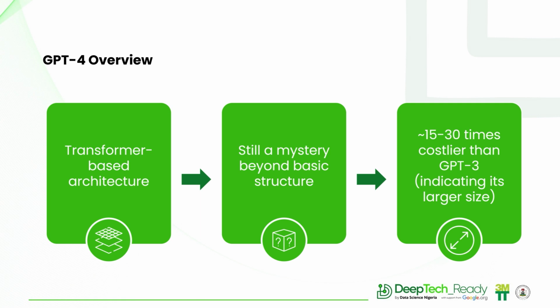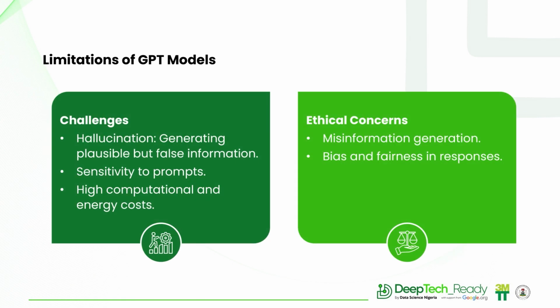Before we end, let's look at some limitations of generative pre-trained transformers. Number one is hallucination. GPT models can generate plausible sounding information that is false or fabricated. There is also this sensitivity to prompts. The output can vary significantly based on slight changes in the input prompt.